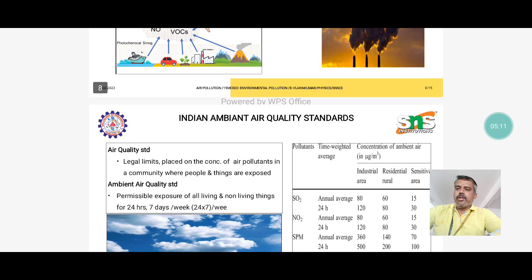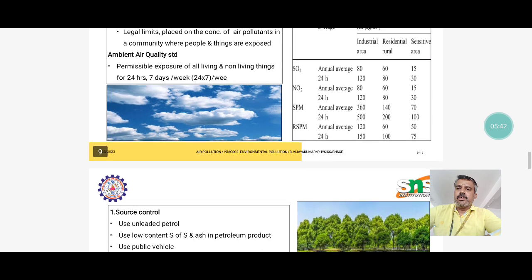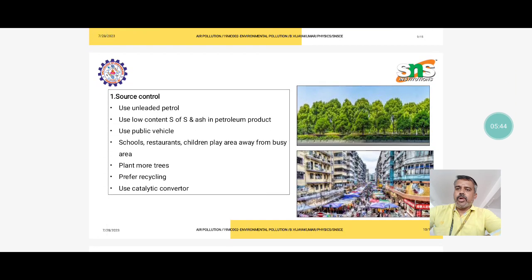So avoid the burning of fossil fuels. Then the Indian ambient air quality standards. What is the air quality standard? It is the limit placed on the concentration of air pollutants in a community where people and things are exposed. The ambient air quality standard is a permissible exposure for all living and non-living things, 24 hours a day, 7 days per week. I have given some data, so please check my PPT.